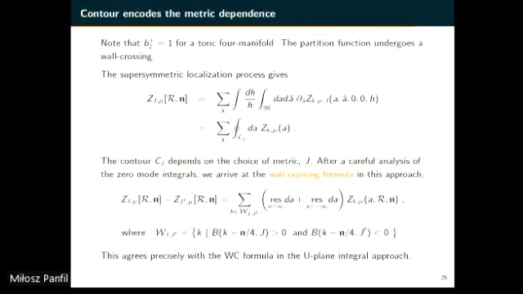So the interesting thing is that for the toric manifold, we always have b2+ equal to one. So we expect that the partition function suffers from the wall-crossing phenomenon.